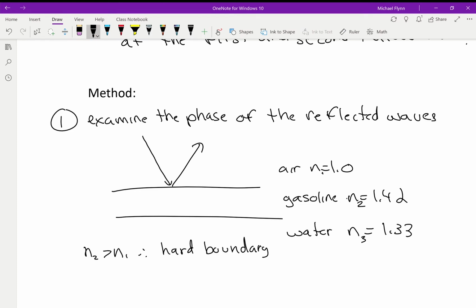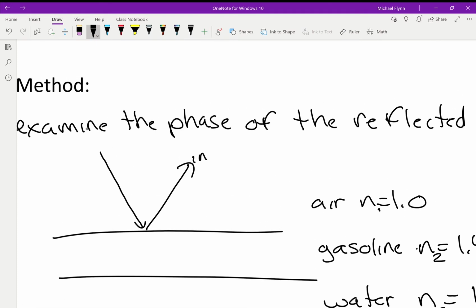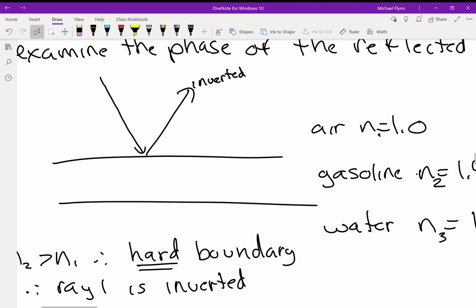In other words, like gas is more dense than air. And so what happens is it's like hitting a wall when that wave enters the gasoline, and some of it reflects. So therefore, like the ray number one is inverted. Now, why? How do we know this? It's because it's a hard boundary. And the first thing I told you today is what happens to a wave when it hits a hard boundary. So I'm just going to write down up here that this wave is inverted. Okay, so we're still doing step one.